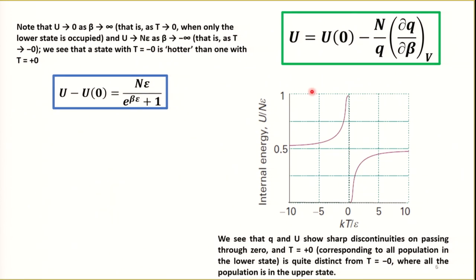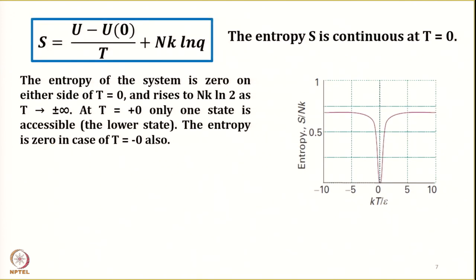Let's further discuss now. What does it mean? When T is equal to 0, or T greater than 0, or T less than 0, we notice there is a sharp discontinuity. We also notice that when T is positive, that means you are approaching T equal to plus 0, you are talking about cooling, cold. But when we are talking about T negative and T approaching minus 0, the system here is much hotter than the one which is T equal to plus 0. Are these discontinuities carried over when we talk about entropy? We'll see about entropy here.